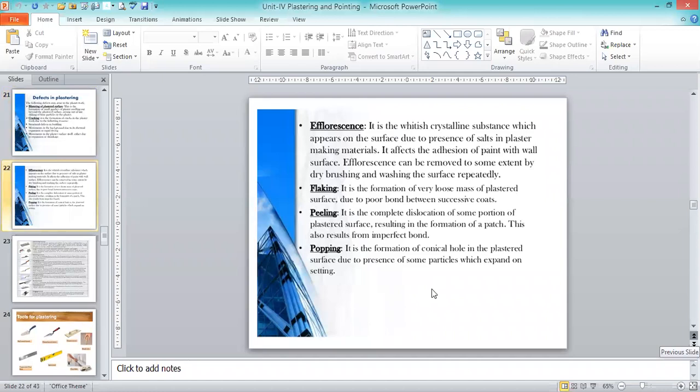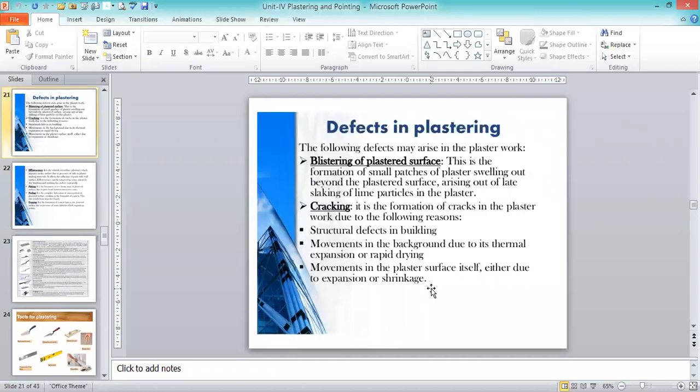So what is blistering? Blistering means that after drying the plaster comes out, not sticking properly to the brick masonry or stone masonry work. It is the formation of small patches of plaster swelling out beyond the plastered surface. It arises from late slaking of lime particles in the plaster, or the cement mortar is not prepared perfectly. Already we gave that the mortar is used from 1:3 to 1:6. If that is missed, then automatically the plastered surface will come out.